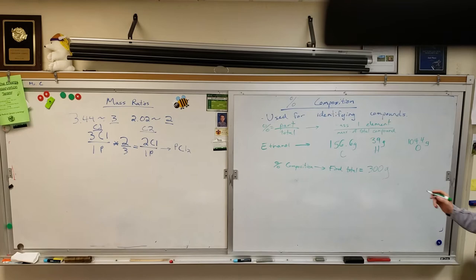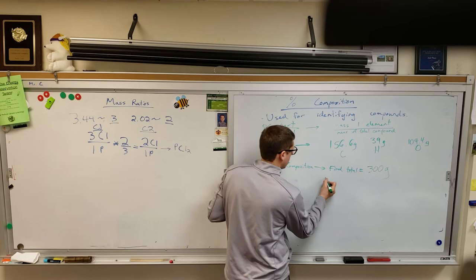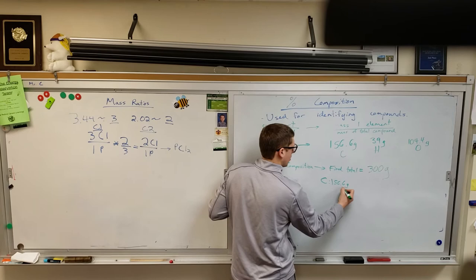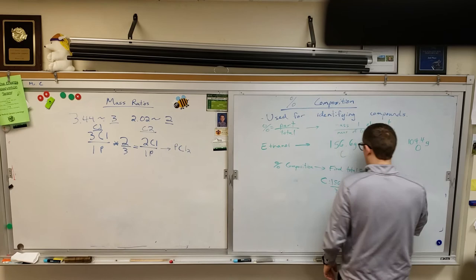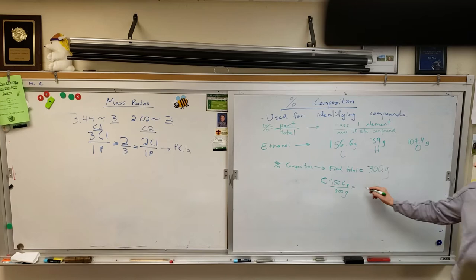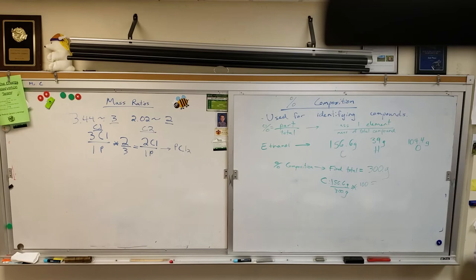So if I want to figure out the percent composition for carbon, that's going to be 156.6 grams over 300 grams, which gives us a percentage. And technically, I do need to multiply by 100. But what I get is 0.522 times 100, which gives me 52.2% carbon.